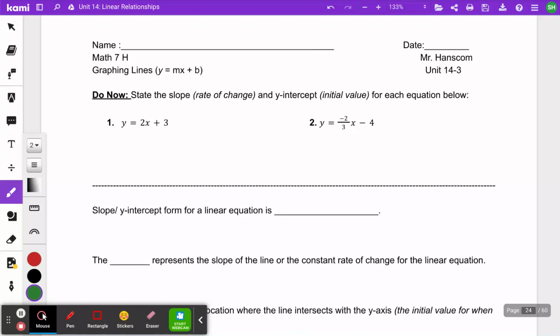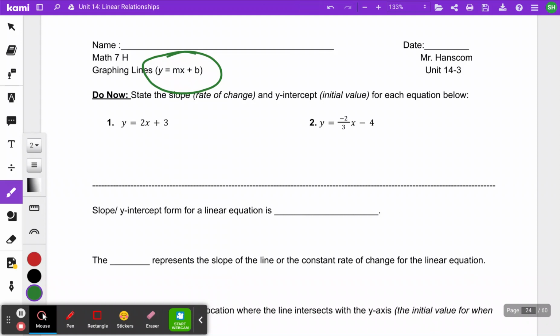Okay, hi everyone. Now we're going to take a look at lesson 14-3, which is all about graphing lines in this format that we got used to earlier in the school year called y equals mx plus b form, which you see up here as the heading. This is going to allow us to have a shortcut of how we can graph lines without always having to do that table that we saw in the last one.